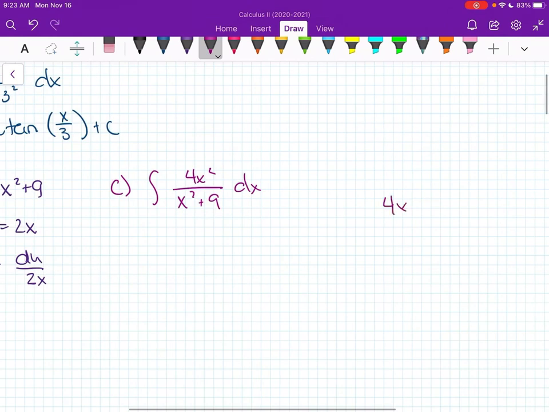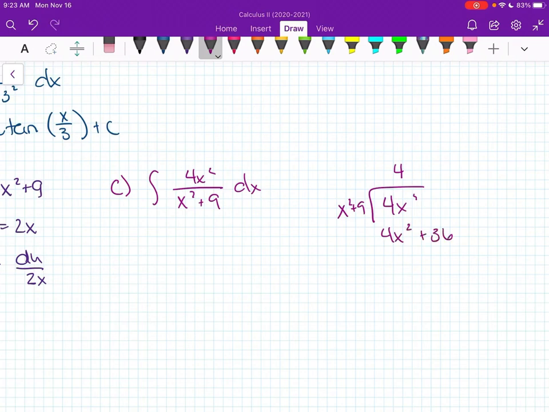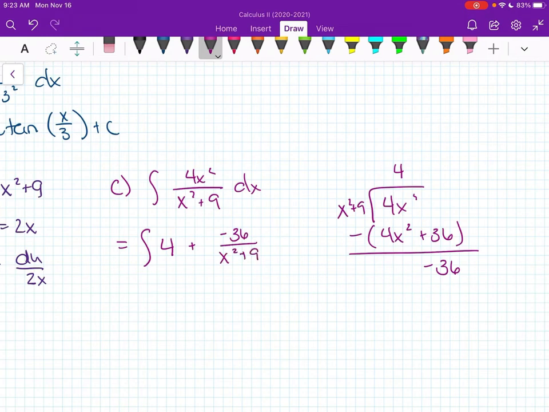So if I actually take that 4x squared and divide it by x squared plus 9, then I'm going to get, let's see here, 4, and then I'll get 4x squared plus 36, and then subtract all of that. I'm going to get a negative 36 remainder. So now I can rewrite that fraction as a whole number, 4, plus the remainder, negative 36, over the denominator, x squared plus 9. And so now I see that my first integral just becomes that 4x, and my second integral is that arctan that I already had in the first one.